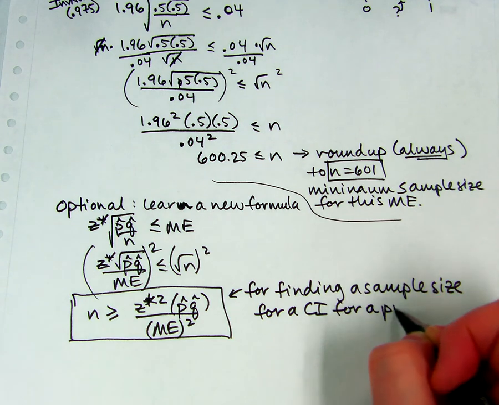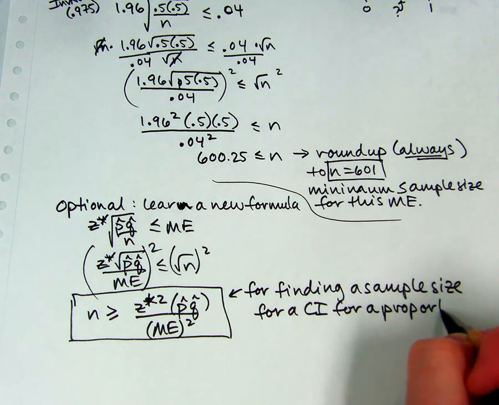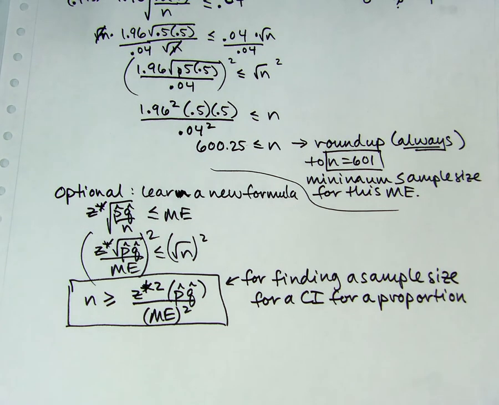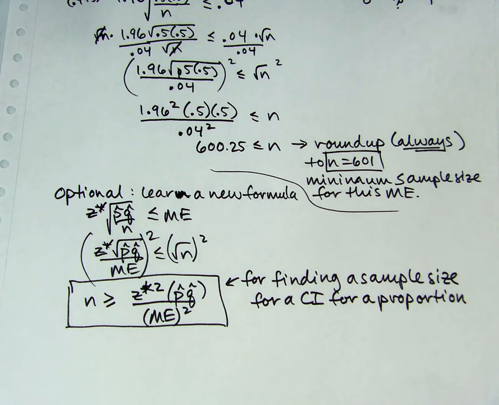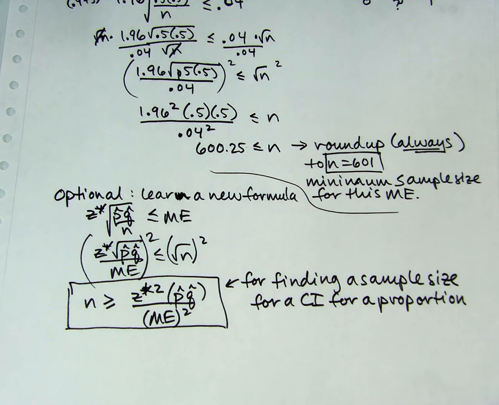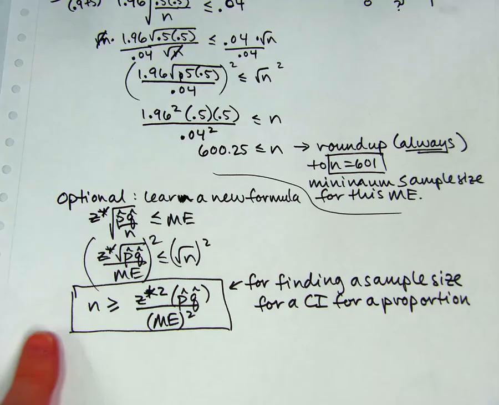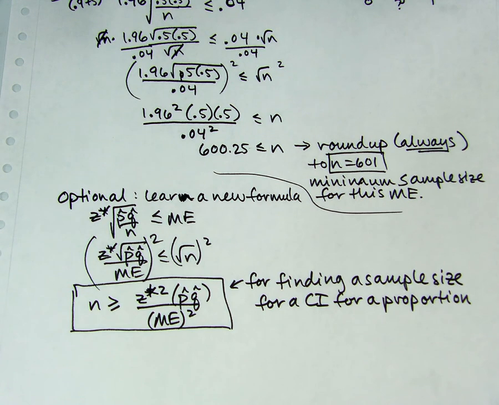And of course, when we switch to other things besides proportions, we'll have to get a different formula for that. But anytime you have proportions and you want to know your sample size to get a certain margin of error, this is how you do it. And that's your choice. You could either always plug in the numbers and then solve, or you could use this formula and just plug in the numbers. A few less steps that way, maybe.